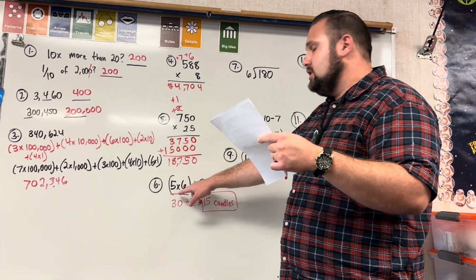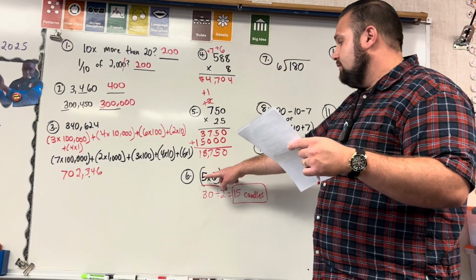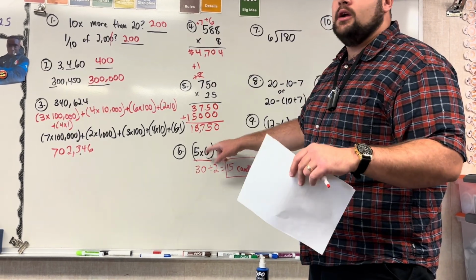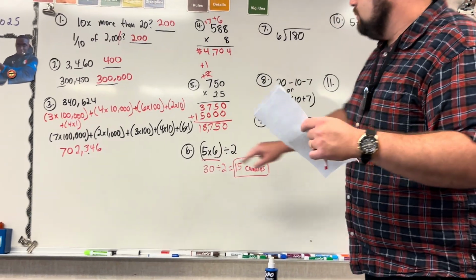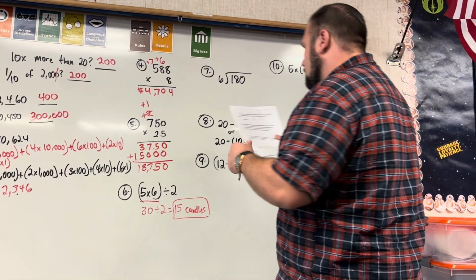I want to see the expression. Some of you just gave me the answer, but I didn't see your expression. Write the expression: 5 times 6 divided by 2. You don't technically need the parentheses here. I wouldn't mark it wrong, but I like to have that because that's what we're doing first. Then we're dividing.